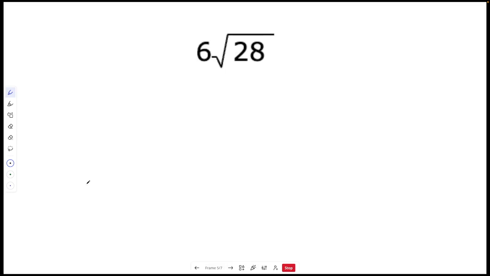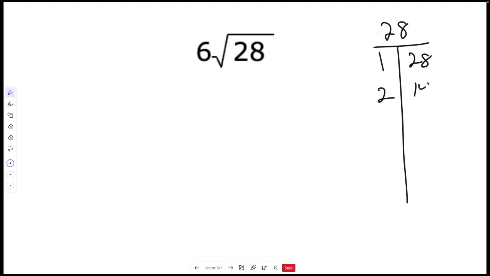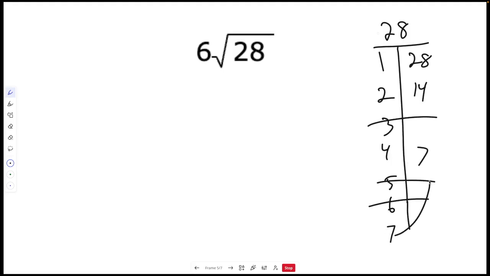All right, last type of problem. What happens if there's a number already on the outside? Well, still make your factor table for the number under the radical, under the square root. So 1 and 28, 2 and 14, 3 is a decimal, 4 and 7, 5 and 6 are decimals, 7 is already on the list. And then you look for the biggest perfect square, that would be the 4.